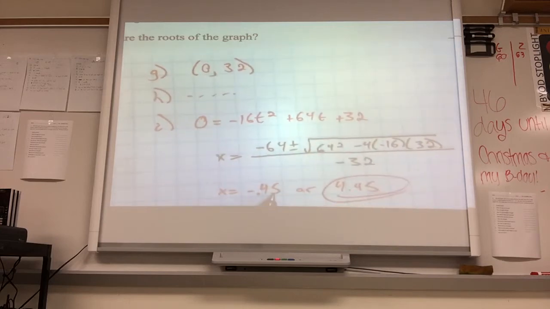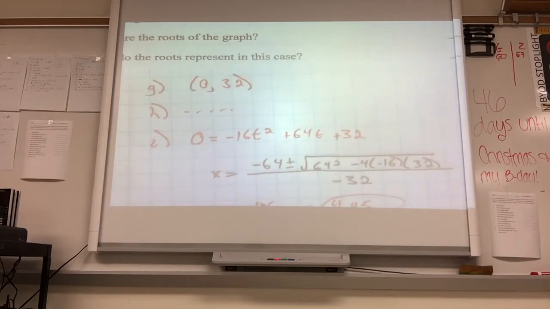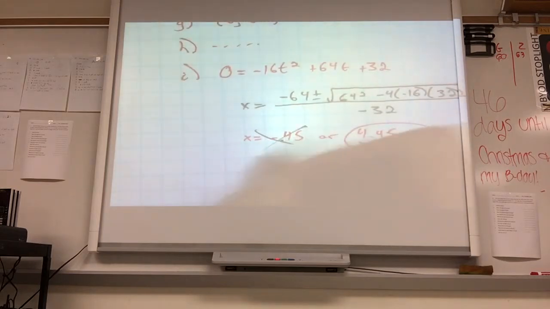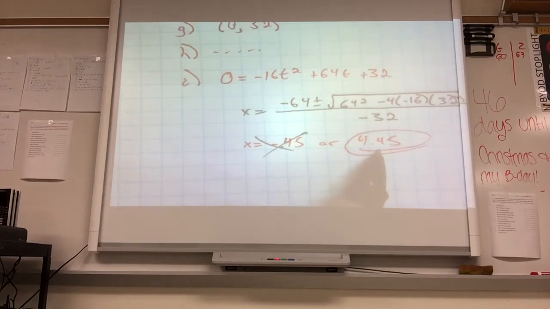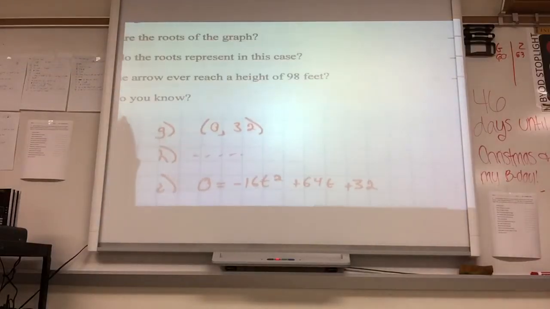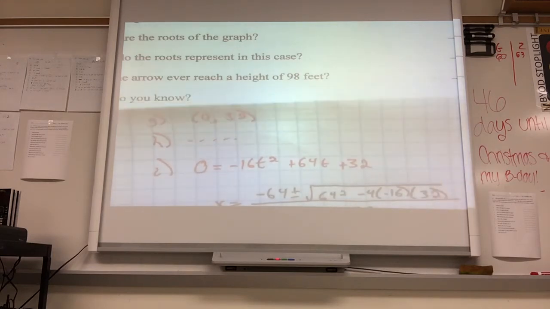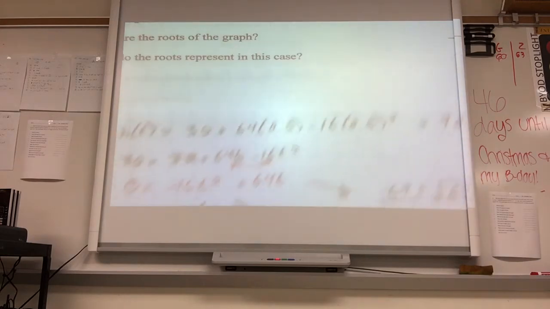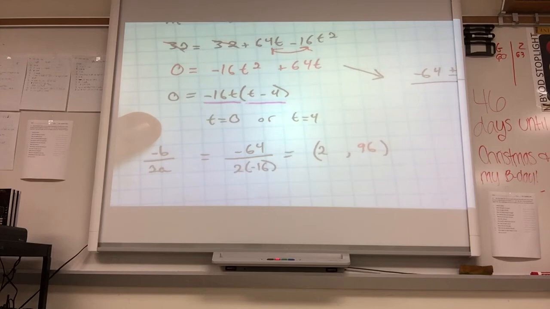Hold on. So these are the roots. That's also the answer. That's the answer to J. And then what do the roots represent? Well, the negative one doesn't represent anything. The positive one represents when the rocket is actually going to come back down, or it's an arrow in this case. It's going to come back down and hit. And then, will the arrow ever reach 98 feet? No. Okay, the maximum height from earlier on, that we already solved, we got the vertex was 2, 96, so the maximum height was only 96 feet.